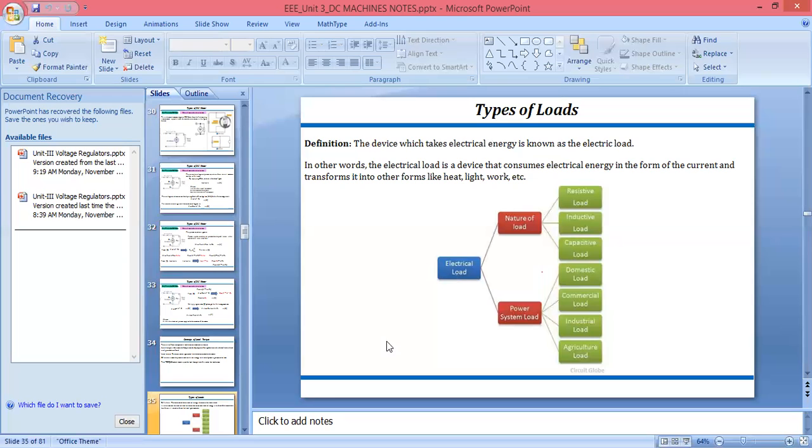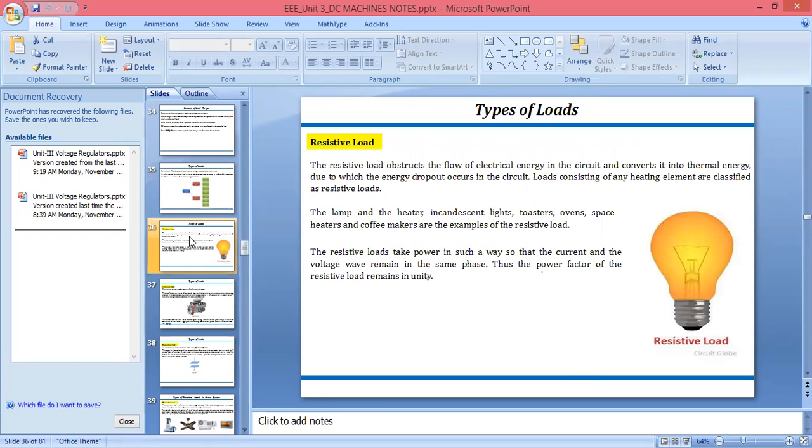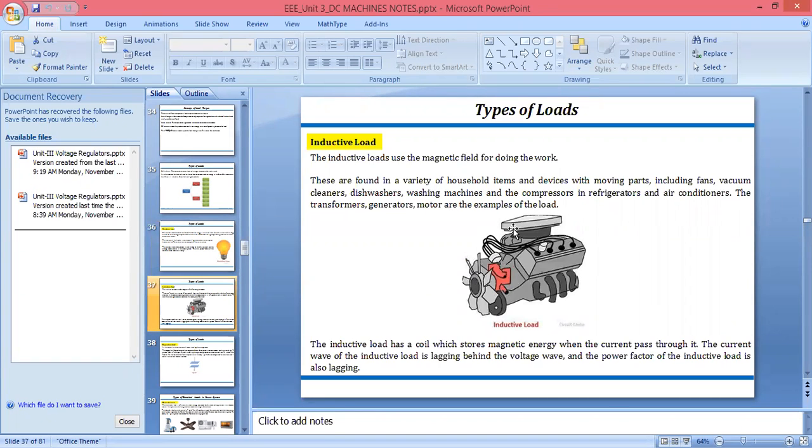Resistive load, it means what? If we are connecting a resistor as the load, it will convert electrical energy, the current, into thermal energy. We can call oven, toaster, space heater, coffee maker nothing but resistive loads. Then we have seen the inductive load, where the concept of the inductor and magnetic flux applies. We can take examples such as a fan, vacuum cleaner, dishwasher. Already we have seen these things.